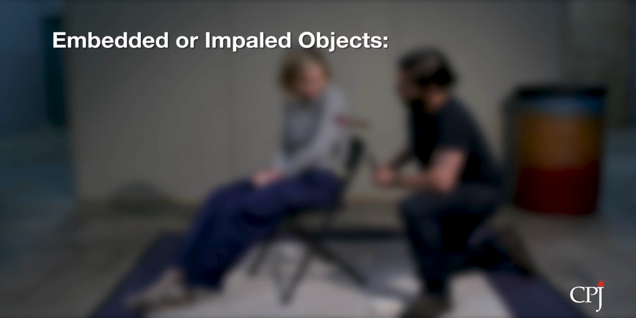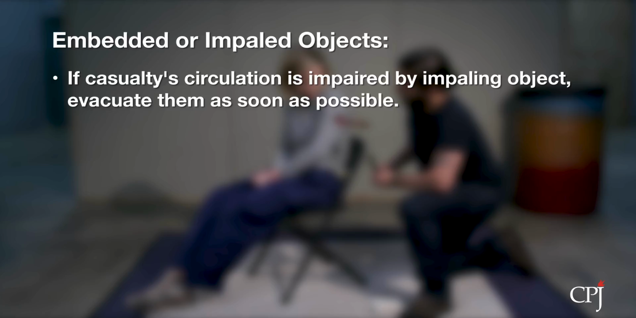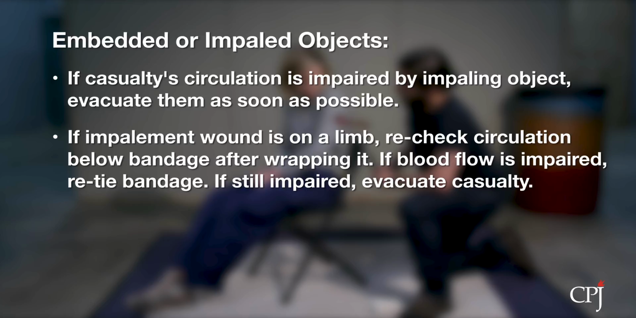If the casualty's circulation is impaired by the impaling object, evacuate them as soon as possible. If the impalement wound is on a limb, recheck the casualty's circulation below the bandage after you've wrapped it. If blood flow was not impaired before the bandage was applied, but is now impaired, loosen and retie the bandage, then recheck the circulation. If circulation is still impaired, evacuate the casualty as soon as possible.